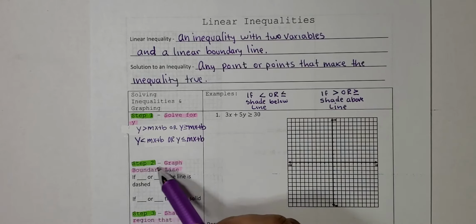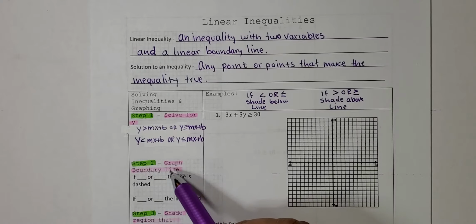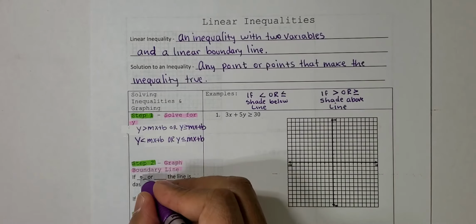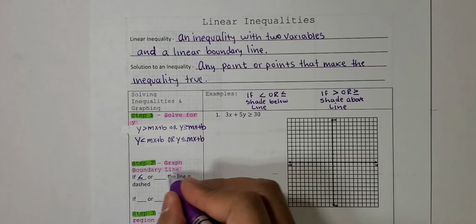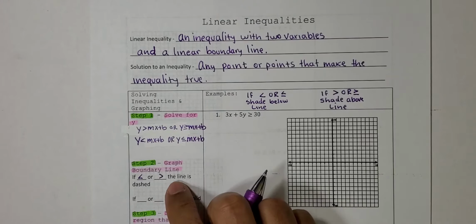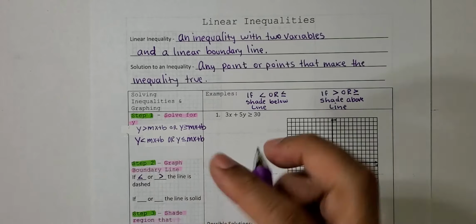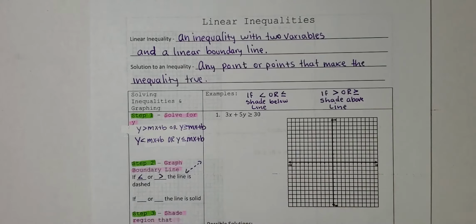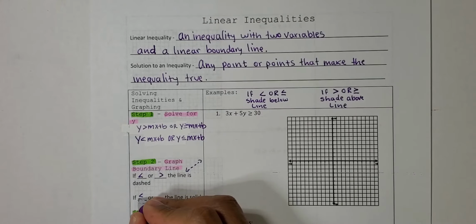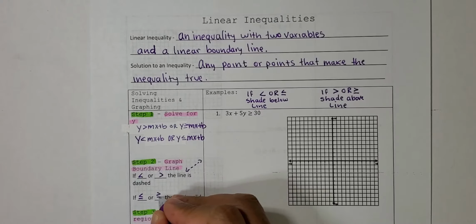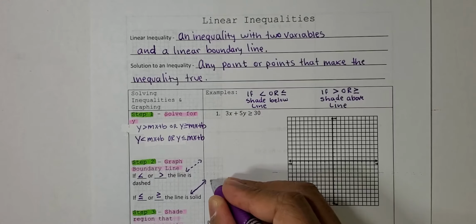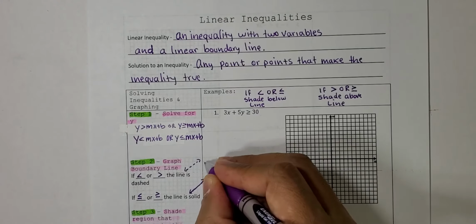Step 2, you're going to graph the boundary line. If you see something like this, or like this, then when you sketch the line, it's going to be a dashed line for this one. The line's going to look something like this, going up from left to right or down from left to right. If it's less than or equal to or greater than or equal to, then that line is going to be a solid line. So it's going to look like this, or like this.